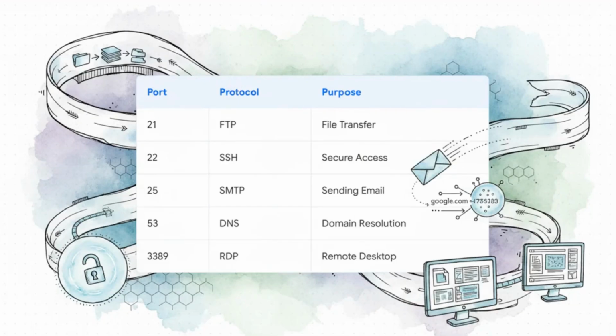Moving to Section 3, the most common ports. Out of those tens of thousands of possibilities, let's look at the VIPs. Each unique number acts as a dedicated fast lane for a very specific protocol. Want to transfer a file? Port 21 handles FTP. Needs secure remote access? Well, SSH defaults to port 22. When you hit send on that email, port 25 utilizes SMTP. Port 53 is absolutely vital for DNS, resolving those domain names into IPs. And if you're taking over a graphical interface via remote desktop protocol, port 3389 is your designated lane.